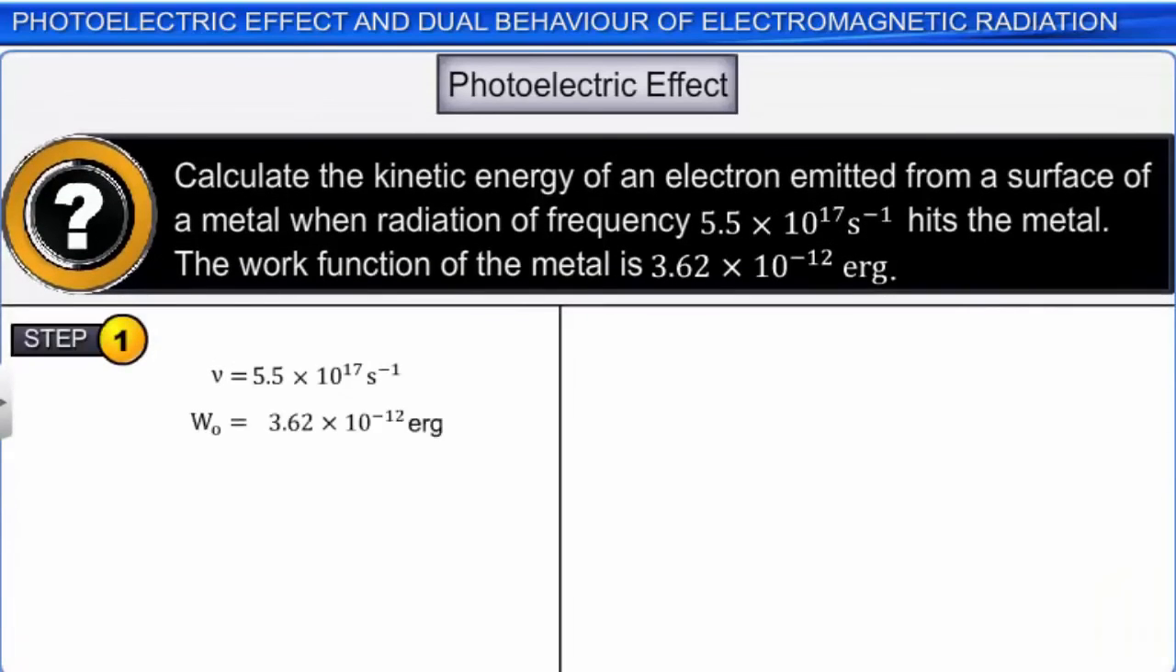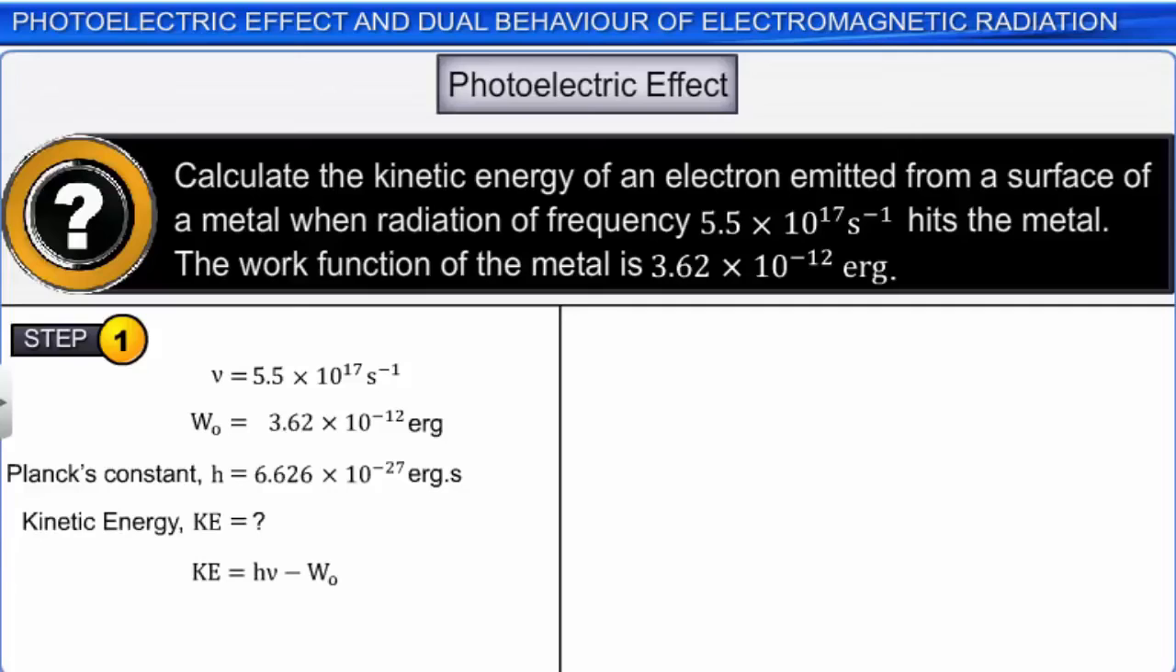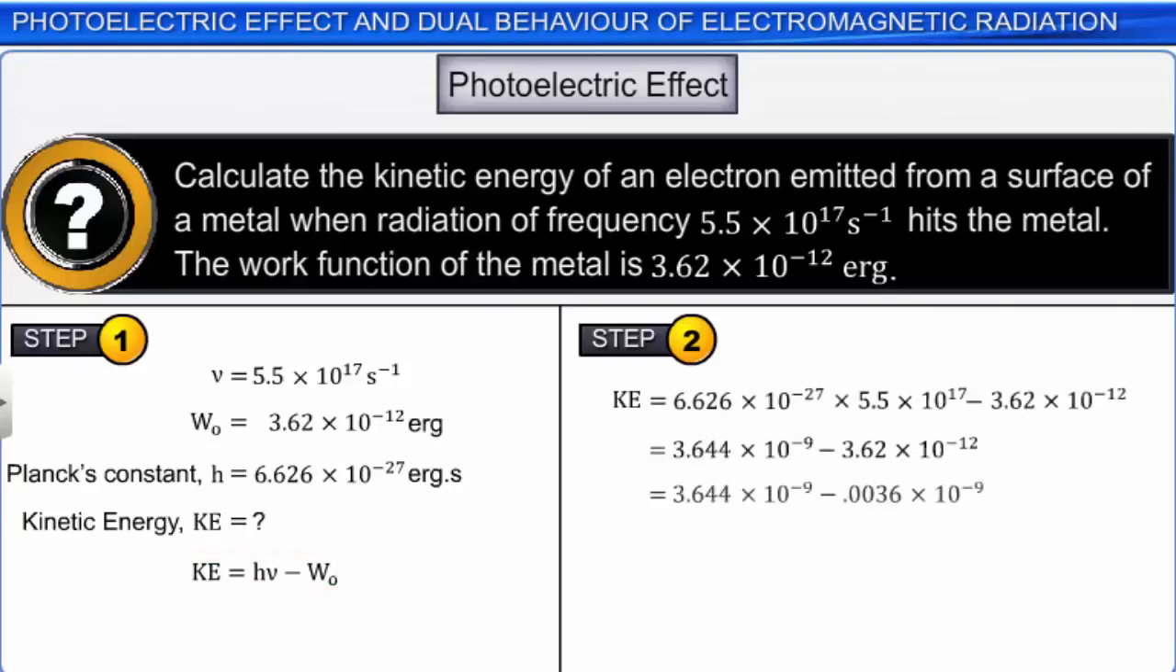The first step involves writing the given data as shown and then writing the appropriate equation to calculate the given problem. In the second step, let us substitute the value of h nu and W naught in the equation. On solving, we will get the answer as 3.63 into 10 to the power minus 9 erg.